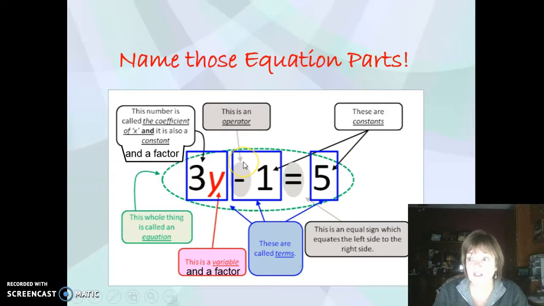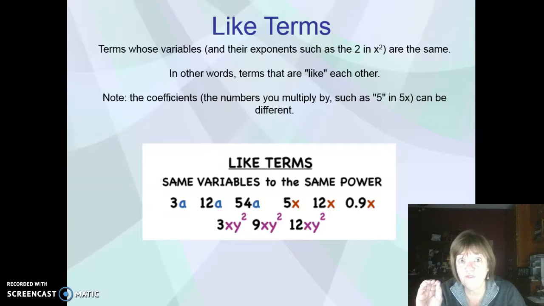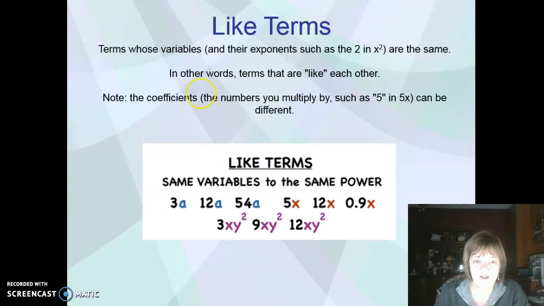And next, we're going to need to talk about like terms. What are like terms? Well, those are terms where their variables match perfectly. The exponent, everything. Okay? Just like you see down here. We have A's for this one. See how they're all in blue? This one's a 3A, this one's a 12A, this one's a 54A. We can combine them if we stick operators in there and say add or subtract, okay? These are already multiplying, but we can add or subtract them because they have the same term.